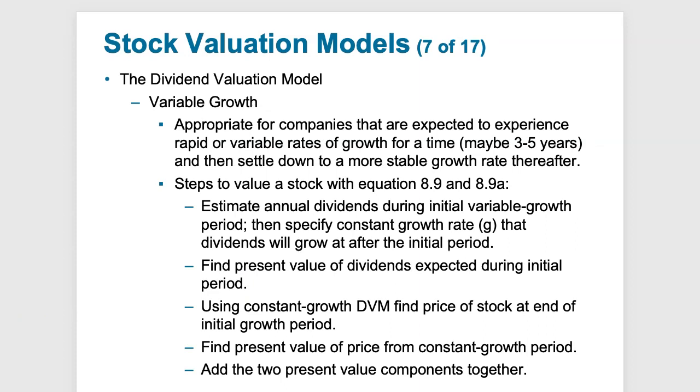Now, the variable growth model is, of course, appropriate for companies who are going to have some projected and predictable variable growth in the next number of years, as maybe new businesses come online or new expansions are completed. So we want to estimate the annual dividends in the variable growth period, whether we're looking at 3 to 5 years, how dividends are going to grow. And then we just find the present value of those expected future dividends using the constant growth dividend pricing model for each period.